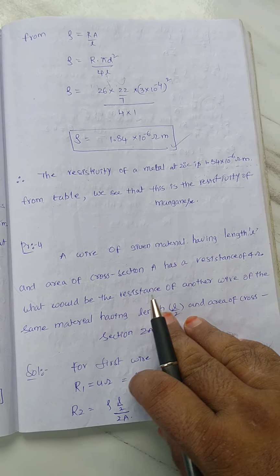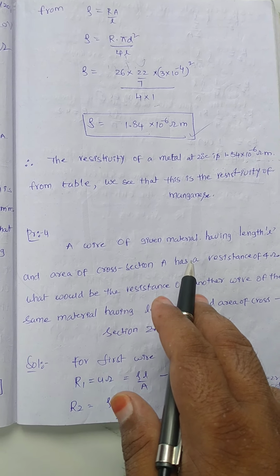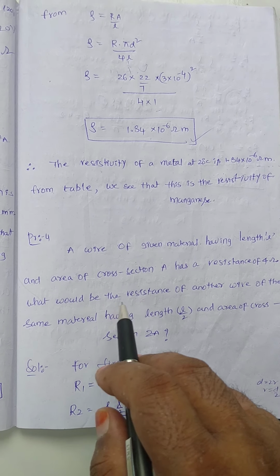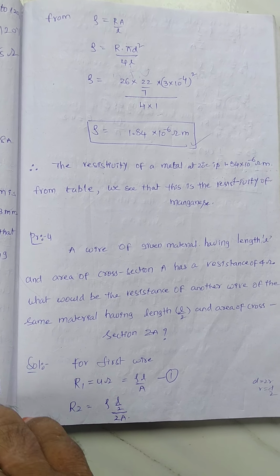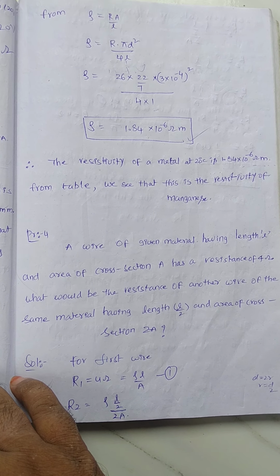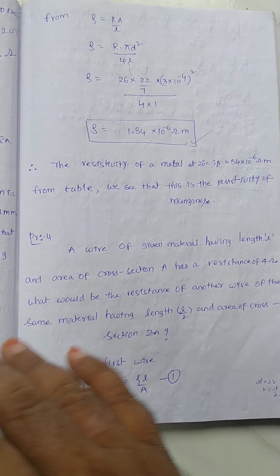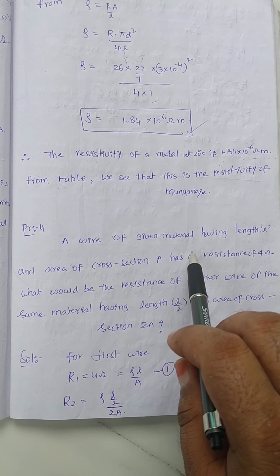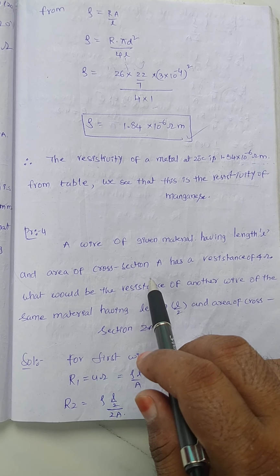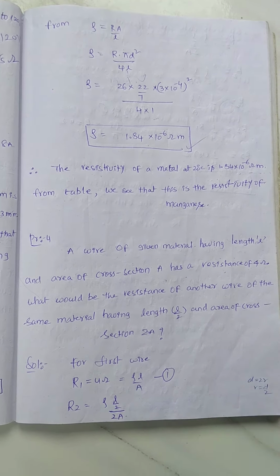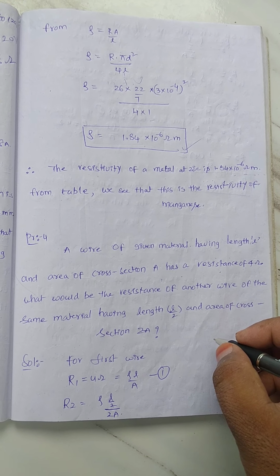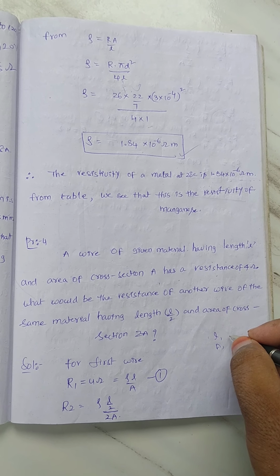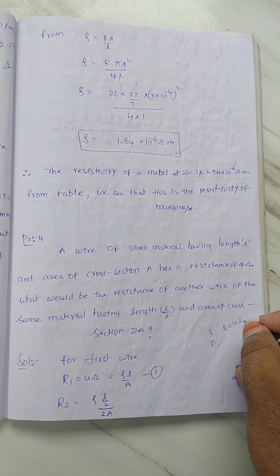Yes. So see the next problem. A wire of given material having a length L and area of cross section A has a resistance of 4 ohm. So what would be the resistance of another wire of the same material having a length L by 2 and area of cross section 2A, right? Just you have to read the problem one more time. They gave a wire of given material having length L and area of cross section A and resistance 4 ohm. So they gave the initial length, the area, and this R also, 4 ohm, right?